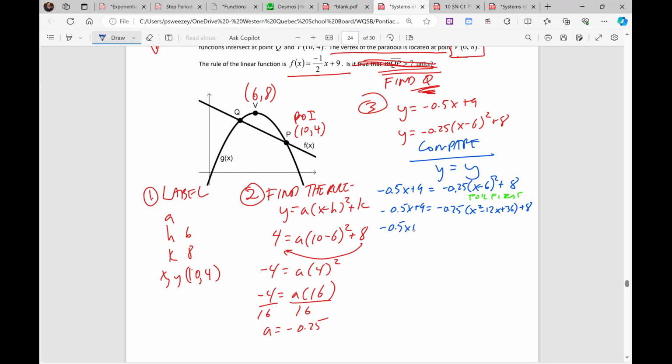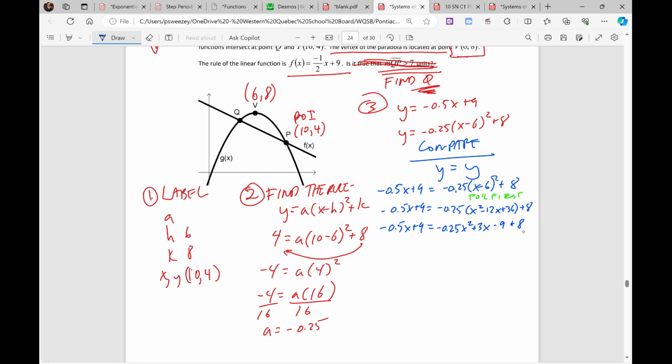So leaving the linear alone for now, negative 0.25 x squared. What's a quarter of negative 12 if not 3? And then what's negative a quarter of 36? I should have negative 9 plus 8.